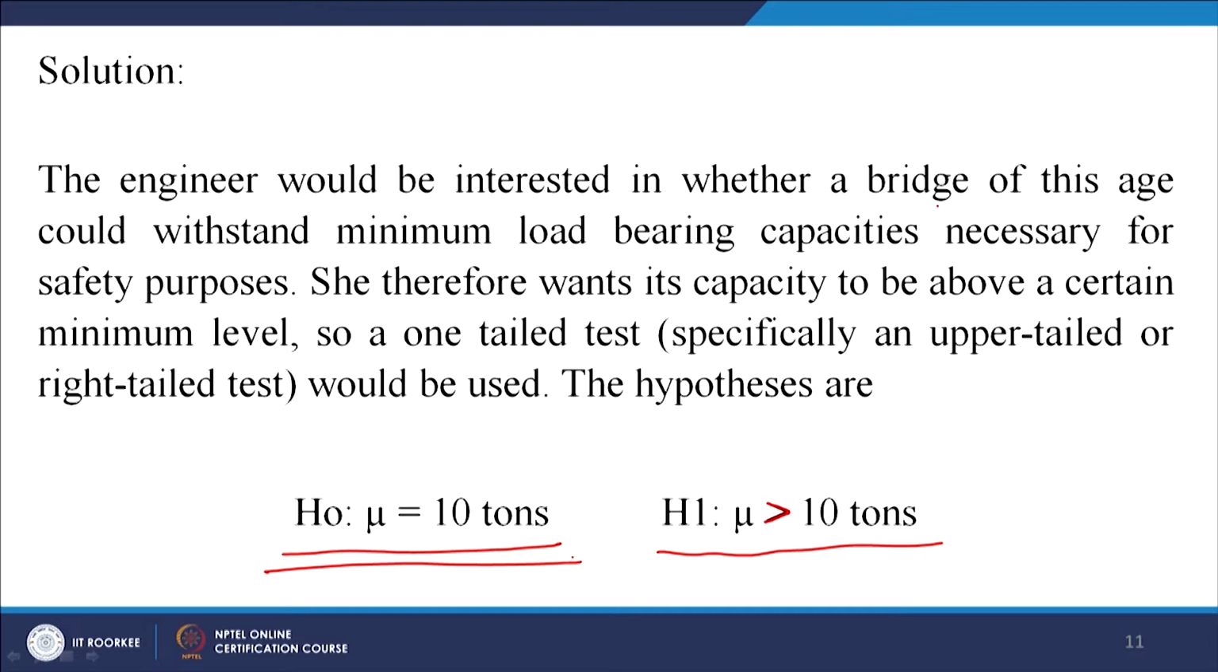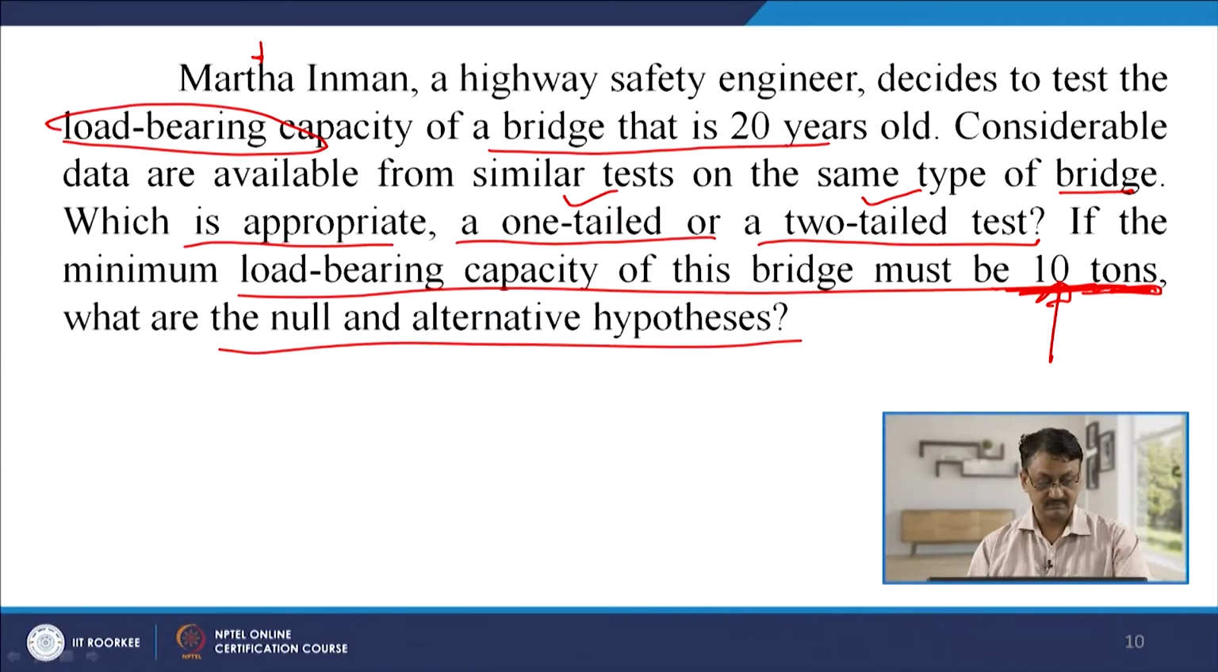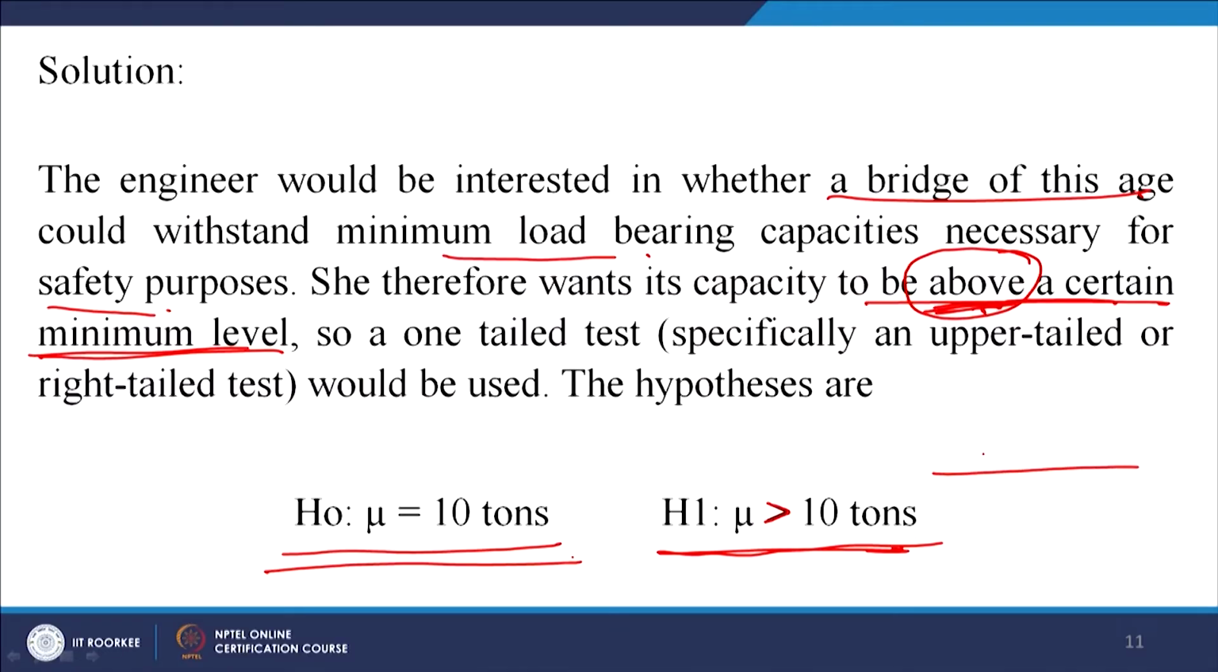So, the engineer would be interested in whether a bridge of this age could withstand the minimum load for safety purposes or not. She therefore wants its capacity to be above a certain minimum level, and that minimum level is 10 tons. So, the alternative hypothesis is this. It would look like this type of distribution, and this is your rejection region.